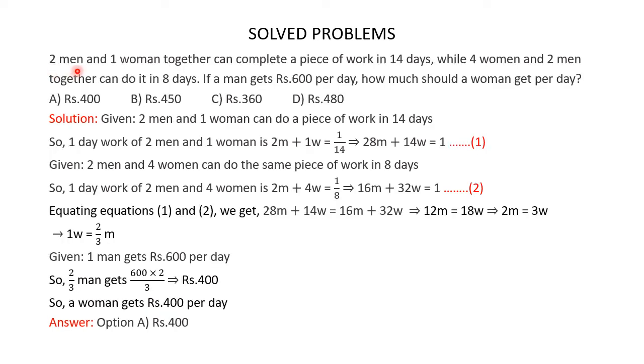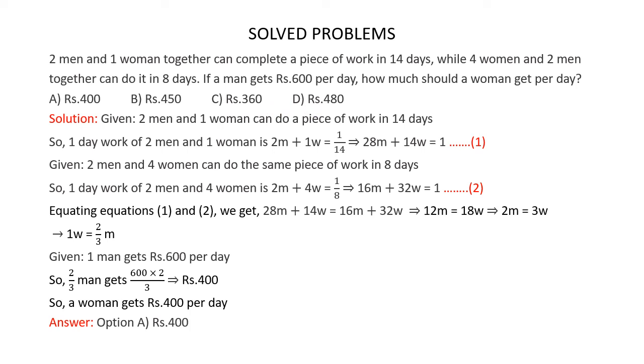2 men and 1 woman together can complete a piece of work in 14 days, while 4 women and 2 men together can do it in 8 days. If a man gets rupees 600 per day, how much should a woman get per day? You are given 4 options here and you have to find out which of these options is the correct one.